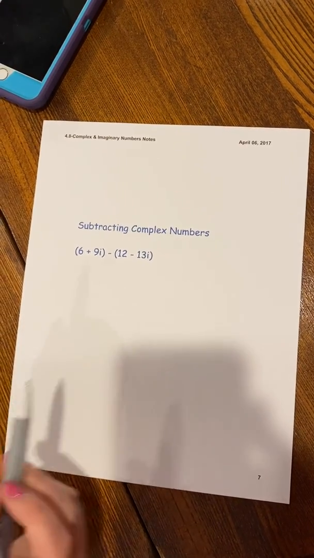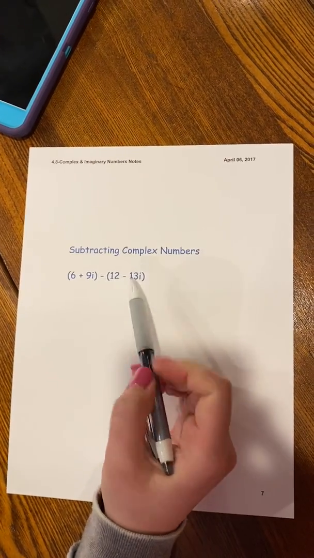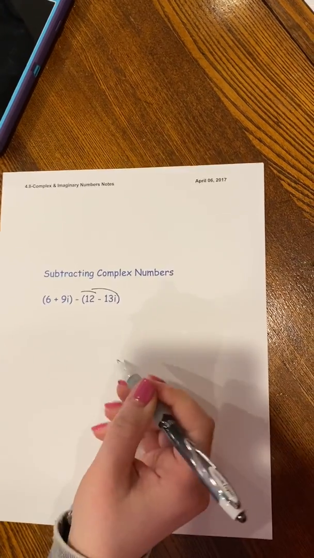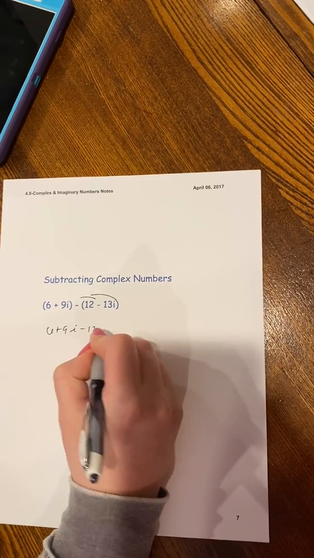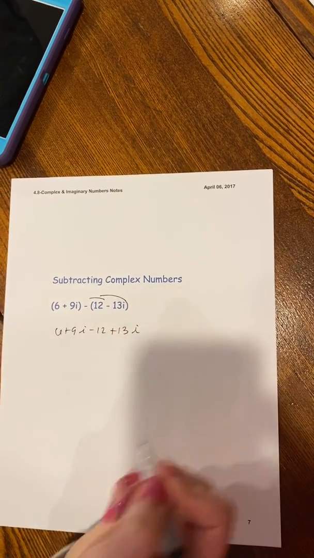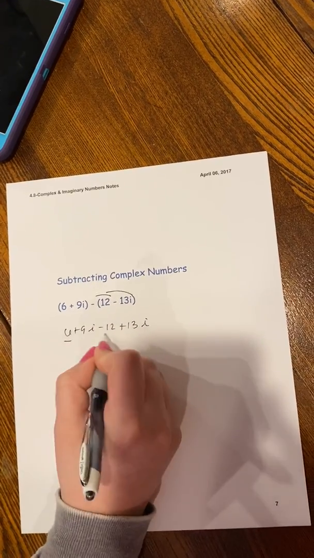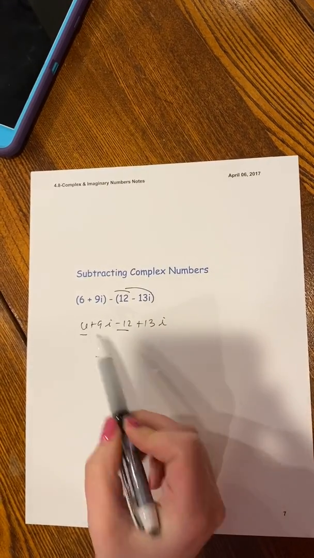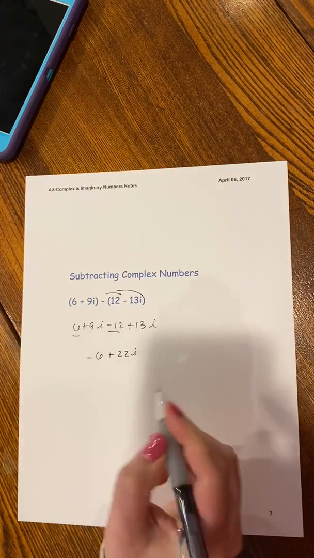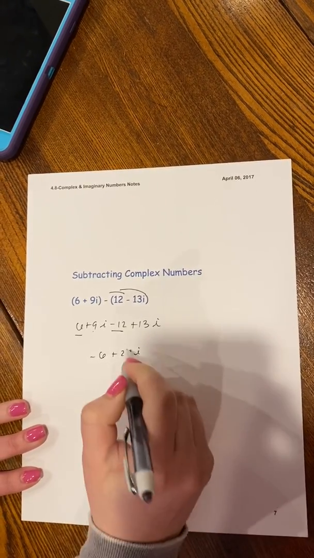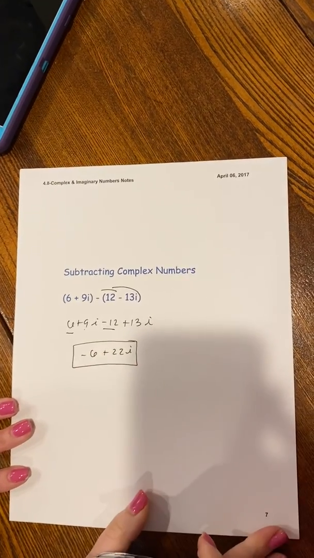Okay, a subtracting example, I've got a negative sign outside of parentheses, so I need to distribute that. This first set is going to stay the same, -12 plus 13I. And now we combine like terms. 6 minus 12 is -6. 9I plus 13I is 22I. Real number, imaginary number, so it's in the right format.